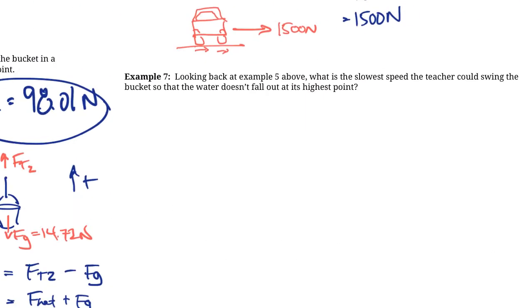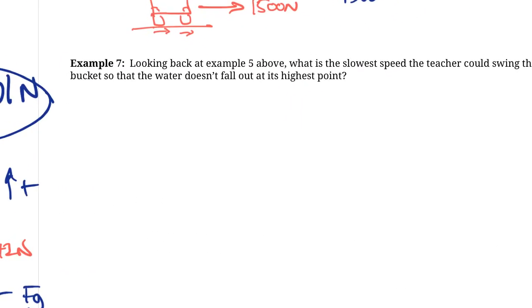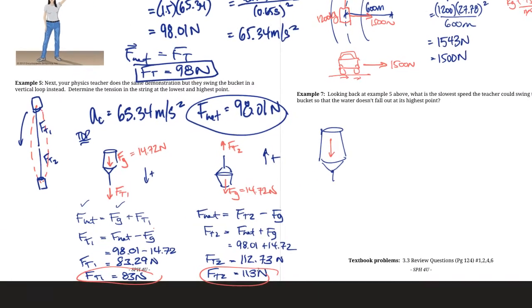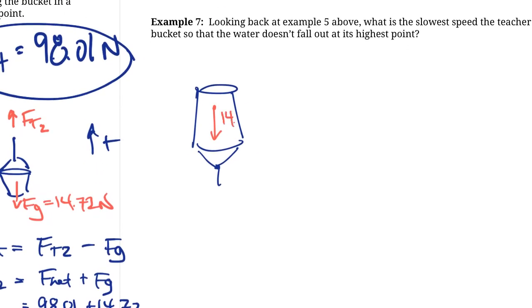So we'll draw a free body diagram again of the bucket at the top of its spin. So this is at the top, the string is pulling it down. So what do we know about the bucket that we can't change? Well, we can't change the force of gravity, right? We know that there's going to be a force of gravity pulling it down. What was the value there? 14.72 newtons.